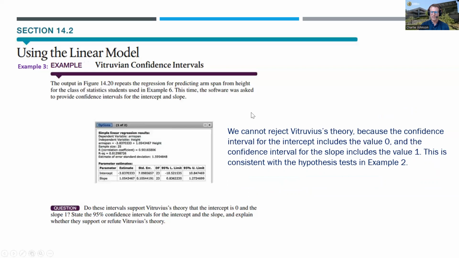So in conclusion, we cannot reject Vitruvius's theory because the confidence interval for the intercept includes the value 0. Now, again, we did not prove the theory that arm span is equal to height. We just can't reject it. We would have to do more studies. And the confidence interval for the slope includes the value 1. This is consistent with the hypothesis tests in example 2.